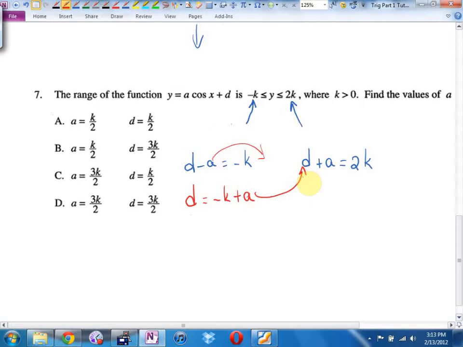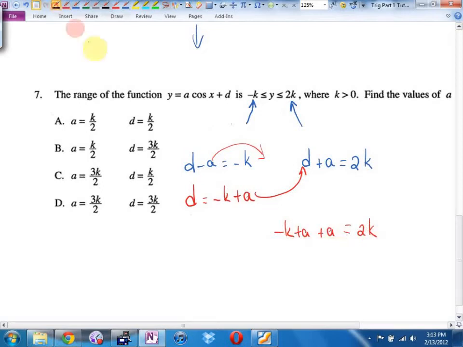Try that, maybe. Oh, wait a minute. I'm not going to be able to get a whole number. I'm just going to get an algebraic expression. So I'll plug that in and I'll get the a by itself and see if that helps me. So if I plug that into there, I get negative k plus a equals 2k. Carly, what's a plus a?